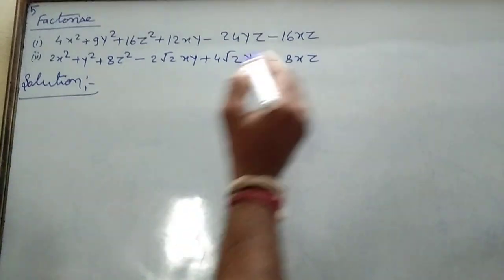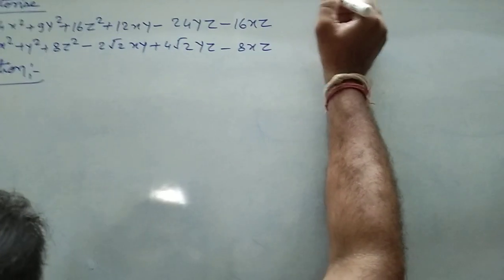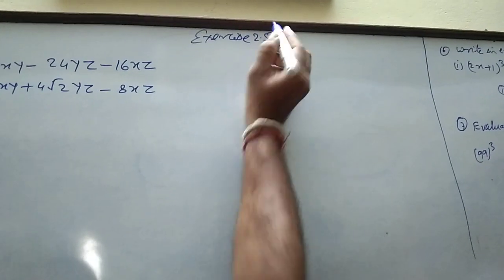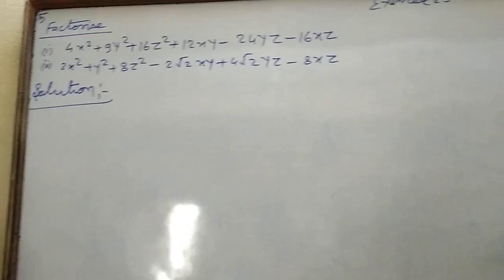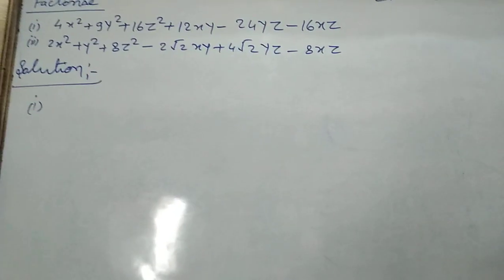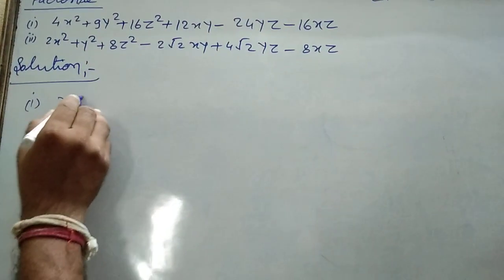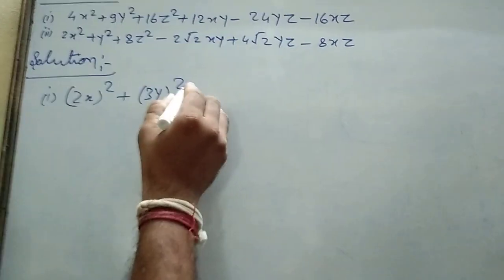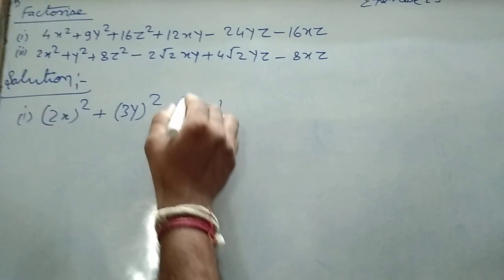In question number 5 of exercise 2.5, now first part solution. 4x square can be written as (2x) power 2, 9y square is (3y) whole square, and this is the (4z) whole square.